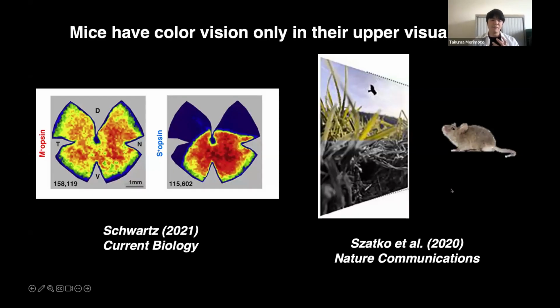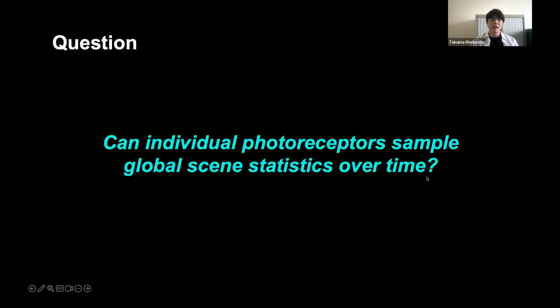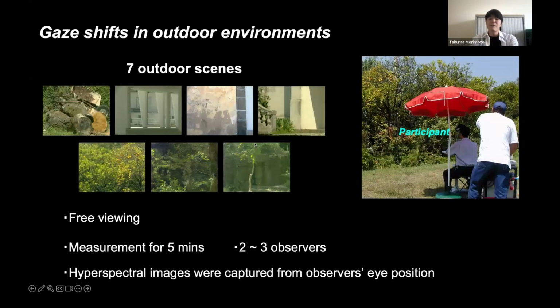But for humans, what I want to think about today is, again, our visual experience is not just a reflection of a static world. So we want to understand how our gaze shifts interact with these spectral diets. The research question I want to address is, can individual photoreceptors sample global scene statistics over time by moving our gaze? The data I'm going to show you today was collected by my co-authors in this project.